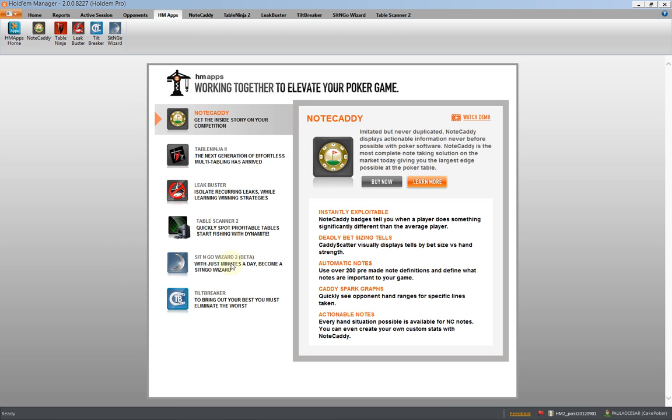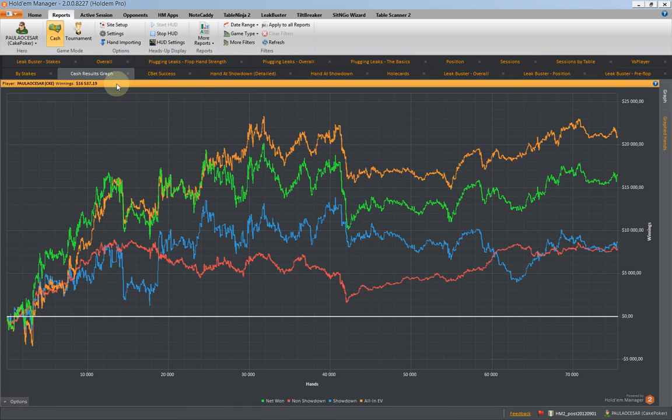Sit and Go Wizard, I can't tell much about it because I don't use it. I'm not a sit and go player. And Tiltbreaker, which is a software supposed to help the players who suffer from tilt problems. It helps you, for example, stop playing when you've reached a certain loss level. So yeah, Holdem Manager 2, I really strongly recommend it for any serious poker player, because it's the most important tool if you want to analyze well how you play and if you want to improve your game.